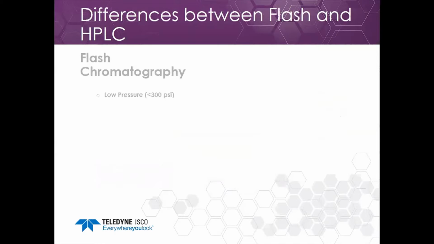Now the differences between flash and HPLC. Flash chromatography is traditionally low pressure. It's less than 300 psi in most cases. HPLC is obviously a high pressure technique, and usually it's going to be greater than 1,000 psi.